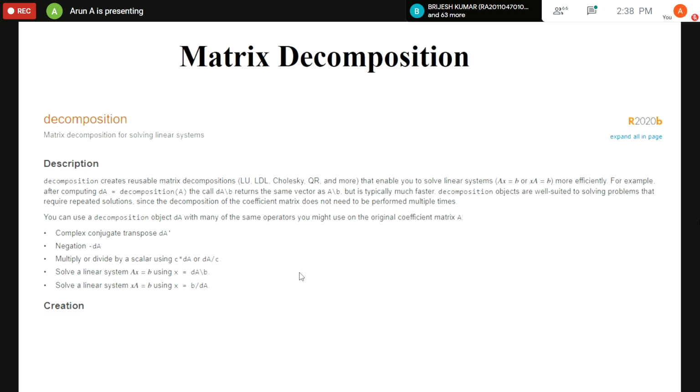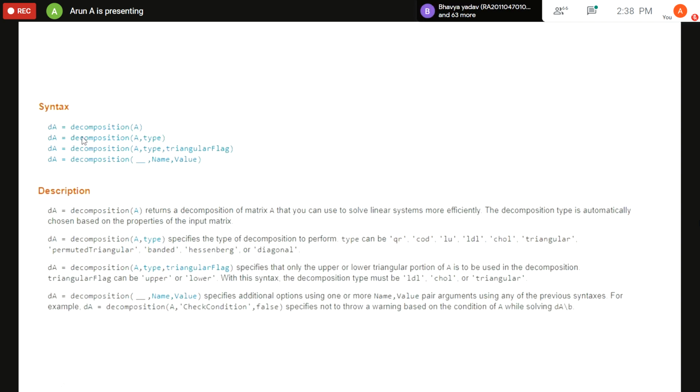Okay, decomposition of A, the meaning is given here. It returns a decomposition of matrix A, and DA equals decomposition specifies the type of decomposition to perform, for a triangular matrix or whatever. More comments, the description is available over here. Okay, so you can just check this out.